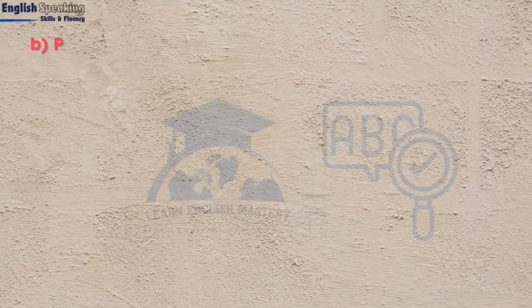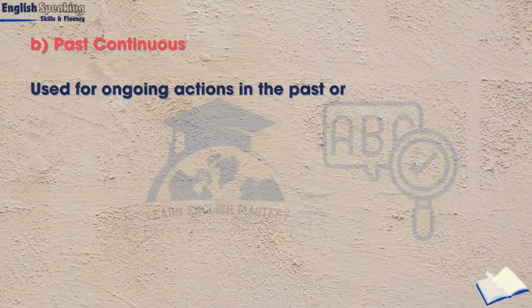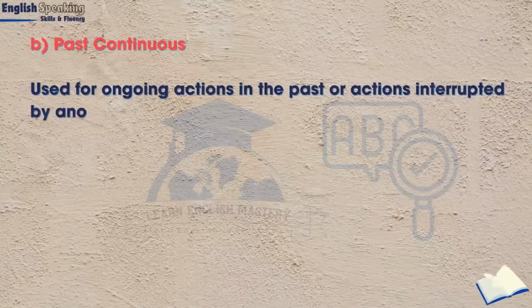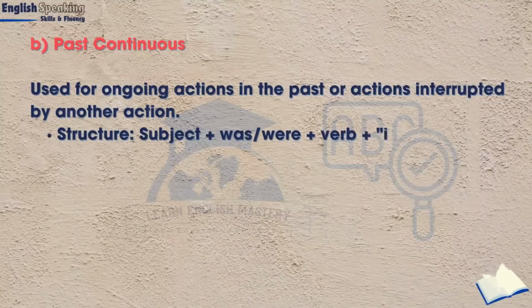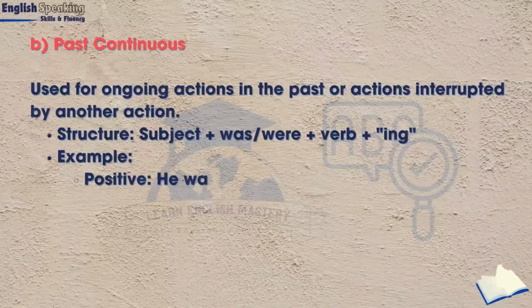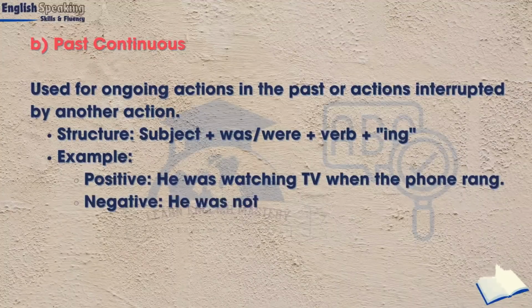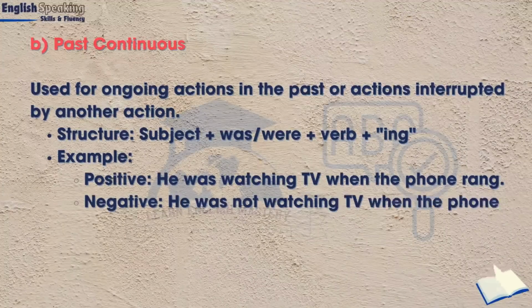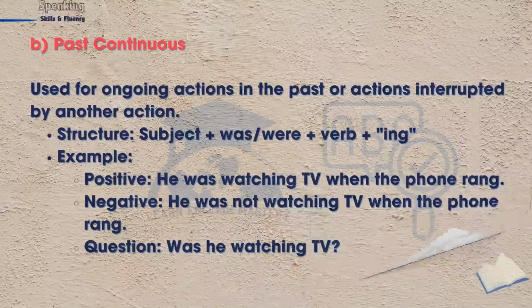b. Past continuous, used for ongoing actions in the past or actions interrupted by another action. Structure: subject + was/were + verb-ing. Example: positive, he was watching TV when the phone rang. Negative, he was not watching TV when the phone rang. Question: was he watching TV?